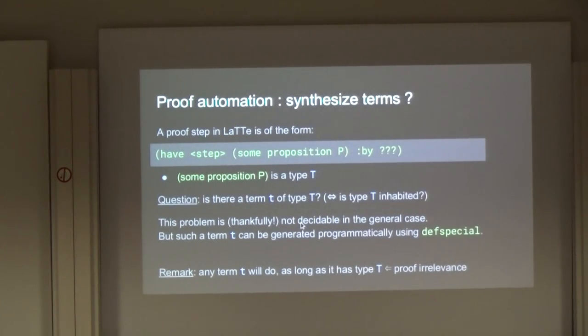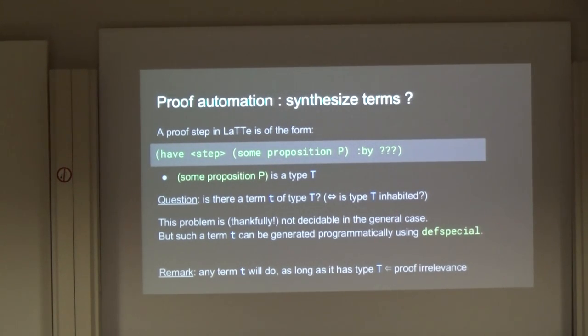But it's the easy part. The complex part, when you want to automate, is this one. You have the proposition, but you don't have the term. So, the question is: is there a term having type T, which means type T is inhabited? And in fact, this problem is not decidable if your type theory is powerful enough. And thankfully, because otherwise mathematics would be done already, because any theorem should be provable and decidable even. And of course, that's not the case.